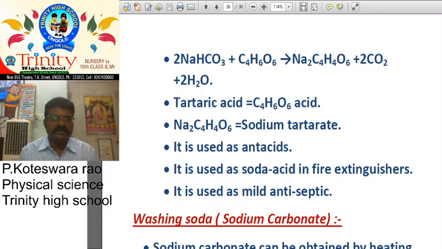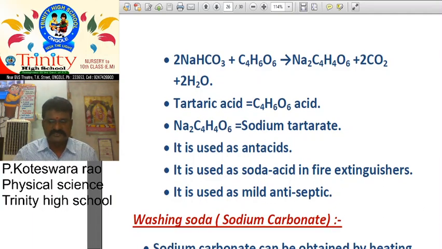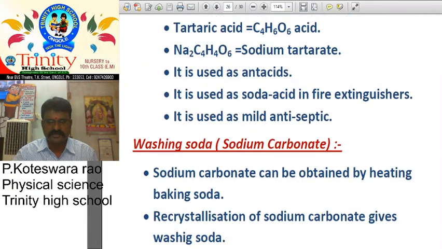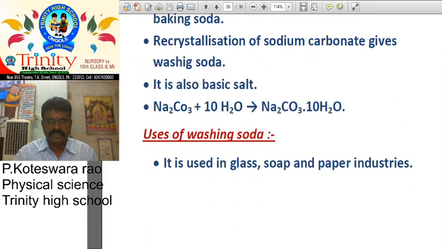Okay, my dear students, all of you understood about the baking soda preparation, what happens on heating baking soda, and what the uses of baking soda are. After that, what about our next concept? Our next concept is washing soda. Washing soda is also called sodium carbonate.